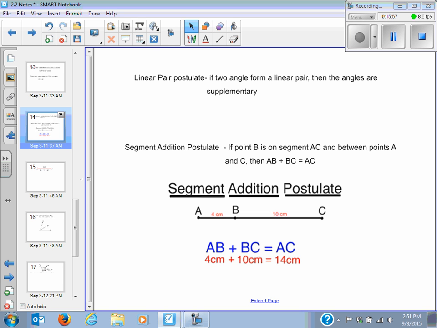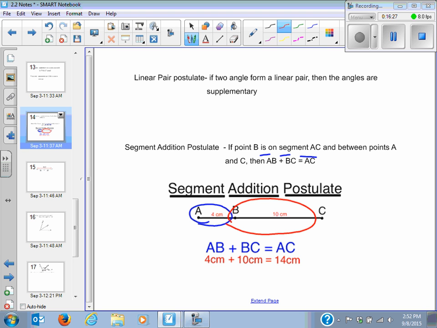The segment addition postulate says something very similar, very easy to understand, hopefully. If point B is on segment AC and between points A and C, then AB plus BC is going to equal AC. These should have line segments over the top. So here's what it's saying. If you add this piece of the line segment going all the way to B, and you start at B again and go all the way to C, my drawing's off a little bit, if you add those pieces right there, you're going to get the whole line, which makes sense.